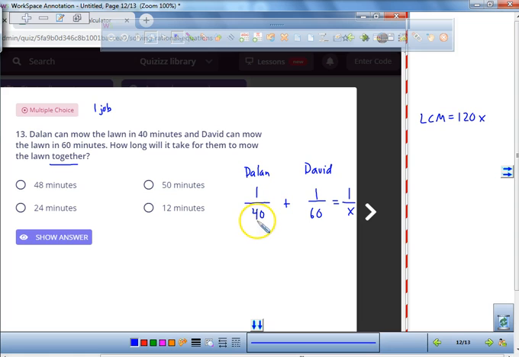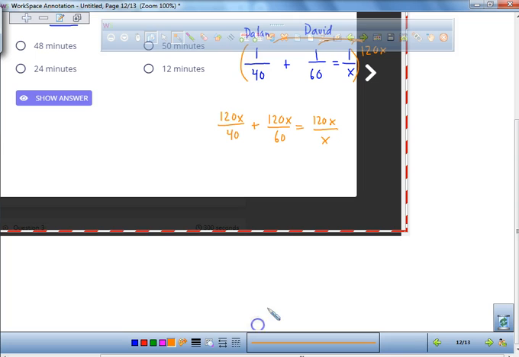Because the least common multiple between 40 and 60 is 120, but you've got to multiply it by an x. So here's what I'm going to do. I'm going to take this whole thing and multiply it by 120x. So multiply that, multiply that, multiply that. Here's what I get: 120x over 40 plus 120x over 60 equals 120x over x.